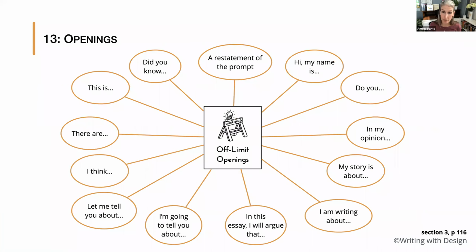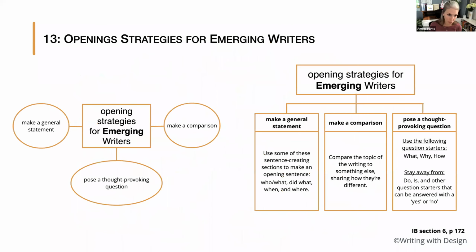And we have lots of off-limit openings as well. This is why we save it till the end to write it, because it's hard to give that umbrella, that orientation to the writing without knowing what the writing's all about. So lots of off-limit ones here. So teachers and families, this is a really good resource to share with students, to say, we're just not going to do these anymore. So if we can't do this, what can we do?